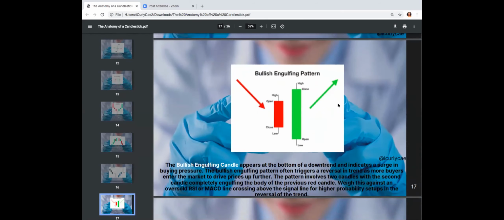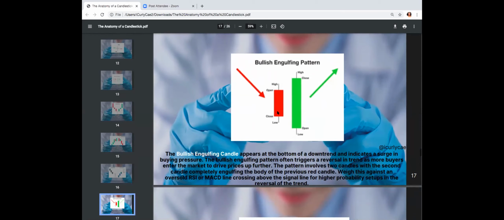Now we have the bullish engulfing pattern. Now this particular pattern is very simple. You're going to have a small preceding candle, a green candle, obviously, followed by a green candle that engulfs the entire body of the previous candle. Okay, so this one is very, very simple.